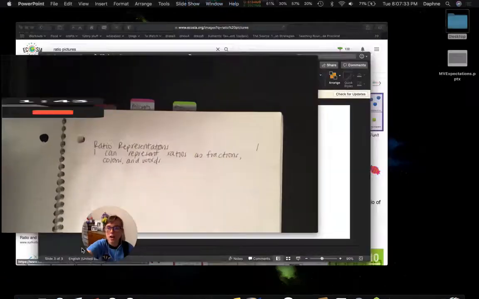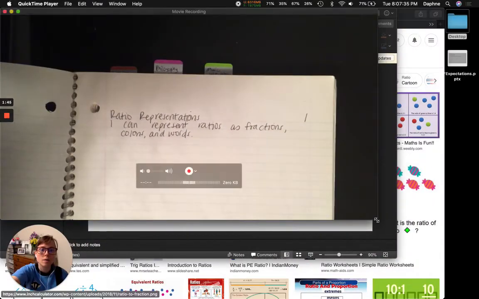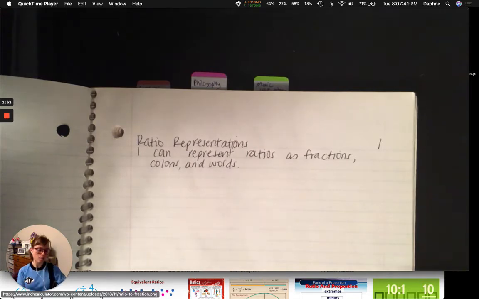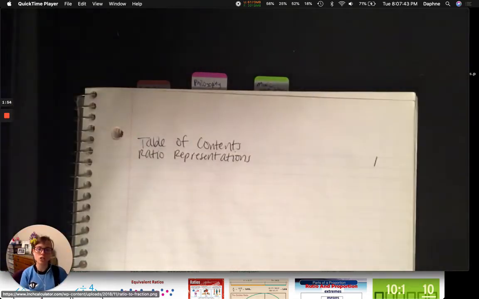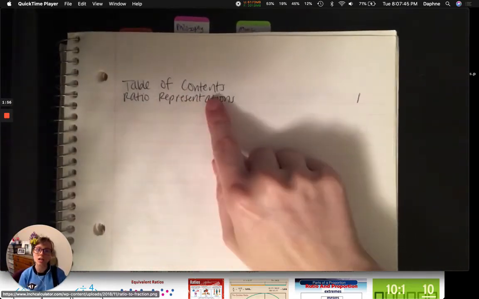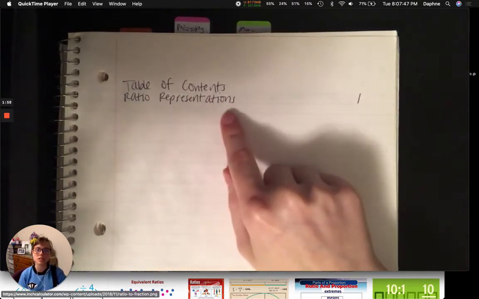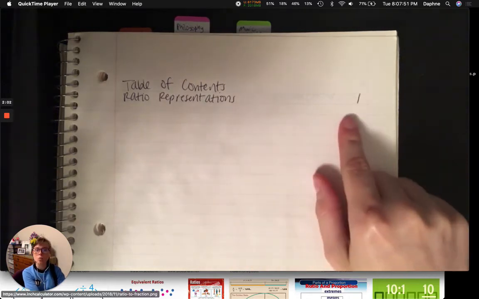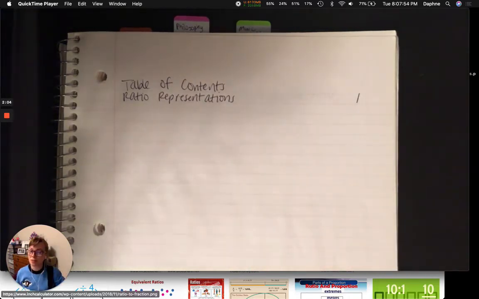So right now we are up here. I'm going to make this more full screen. My face will still be in the corner there. We are on page 1. On the first page, make sure you have a table of contents and label this notes lesson, which is ratio representations. It's page 1 for me. Yours may be different depending on the year.